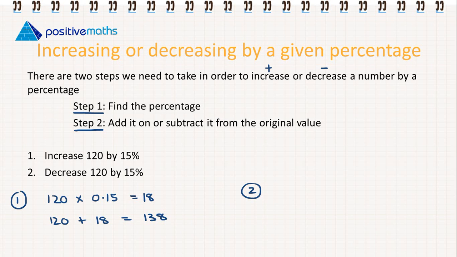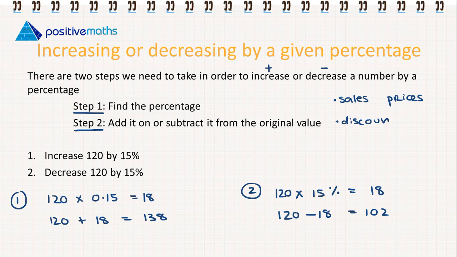Okay. Second example. Now we're decreasing 120 by 15%. So we've already found 15%, but let's just do it again. So the other way to find the percentage is multiplying it by 15% on our calculator, and again we get 18. So this time we're subtracting it, so 120 minus 18, so we get 102. So we'll need to be able to do this for problem solving that would involve sales or sale prices, discounts, or markups. Also for problems involving VAT or tax. So they're just some examples.